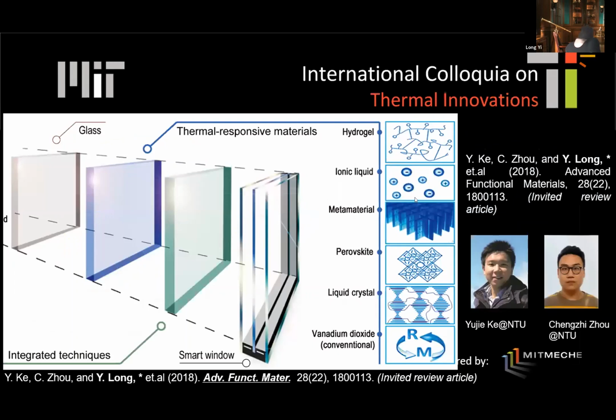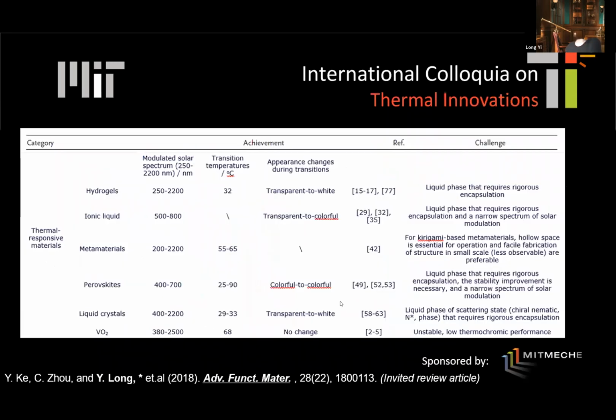In thermochromic smart windows, there are also a few categories such as hydrogel, ionic liquid, metal materials, perovskite, liquid crystal, and vanadium dioxide. Vanadium dioxide is the most investigated material, and you can see we have done a review on this one. What are the characteristics of different categories such as hydrogel and ionic liquid? They have the color and transmittance problem, because it changes from opaque to transparent. Sometimes some customers do not like it.